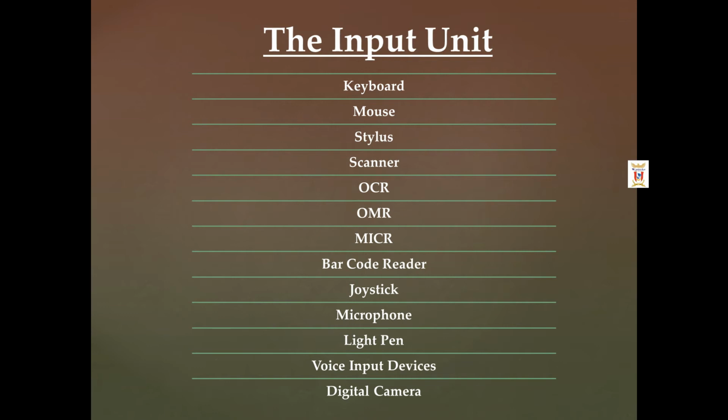Input unit is used to give input to the computer in the form of information. So all the data and the instructions are fed through the input devices. There are 12 input devices given in your book. The first one is the keyboard. As you know, the keyboard is one of the most important input devices used to input the data and the instructions into the computer.